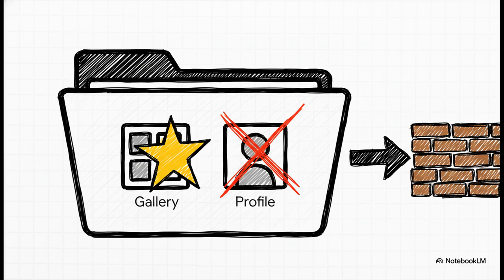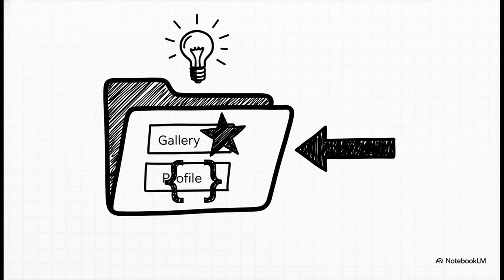Because you can only have one default export. And the solution is, you guessed it, just make profile a named export. This is what's so cool about this system. A single file can have its main star, the default export, and then a whole cast of supporting actors as named exports for any related stuff.